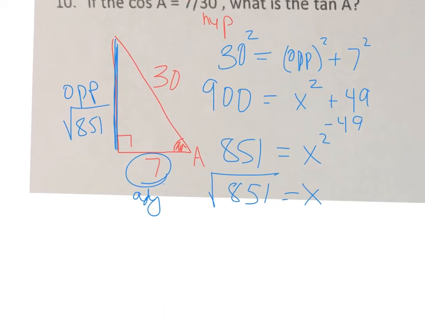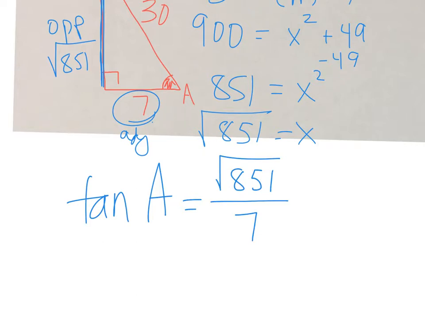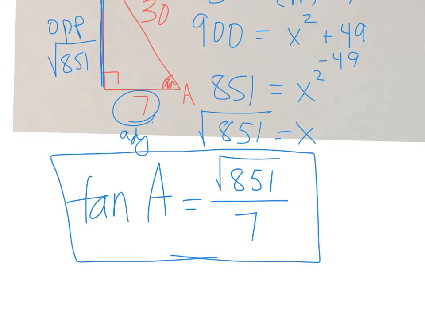So if I'm going to write down the tangent ratio, the tangent of angle A is the opposite side, which is root 851, over the adjacent side, which is 7. Okay, which is a perfectly awesome answer. If you want to decimalize that, or your teacher wants you to decimalize that, then go ahead and use a calculator.